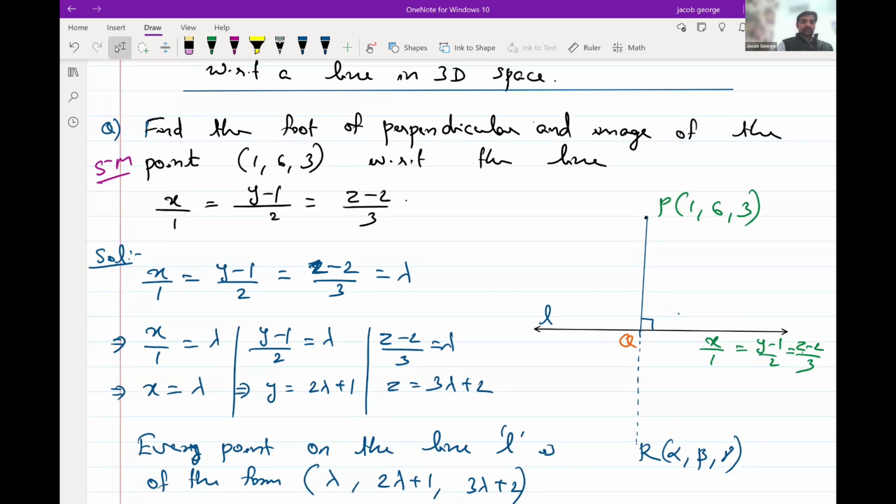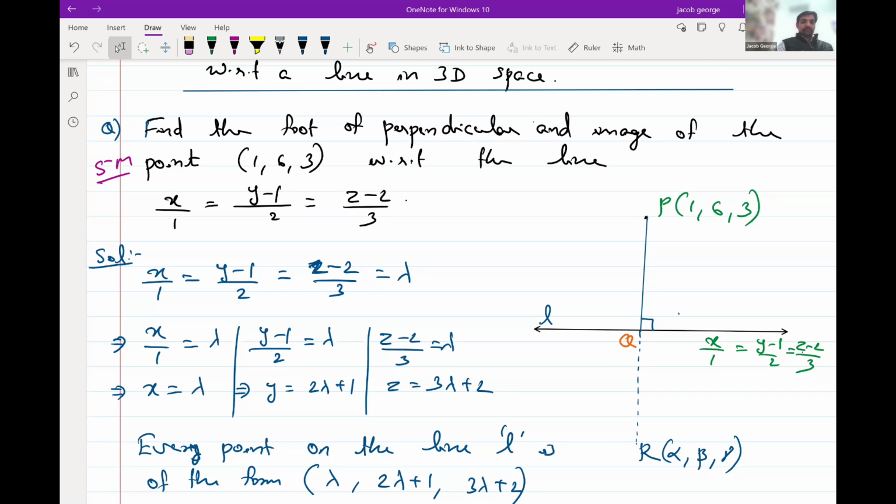Okay, so this is the diagram. On top of the line, there is a point P (1, 6, 3). We draw a perpendicular PQ perpendicular to L. That Q is called the foot of the perpendicular, the base of this perpendicular. Then extend PQ to R such that PQ is equal to QR. Then R (alpha, beta, gamma) is called the image of the point P with respect to the line. So this is a common diagram for foot of perpendicular and image questions.